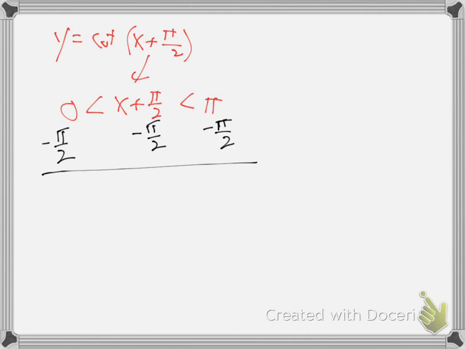And so what do we get? Well, this is just negative pi over 2. These cancel. X is alone. What happens on the other side? It's a whole pi minus a half a pi. It's a half a pi.